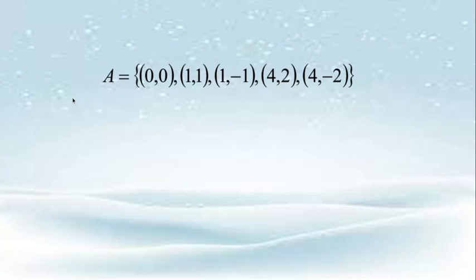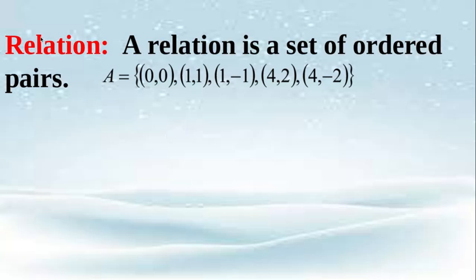So if we look, we have set A, and it's just a set of points. So we've got these 5 points, just a list of points. A relation is a set of ordered pairs. So that's what a relation is. A relation is when you just have a set of points. So I've got these 5 points, that's a relation. So remember, the learning goal is that I can tell if a relation is a function. Well, now we know what a relation is. A relation is just a set of points.